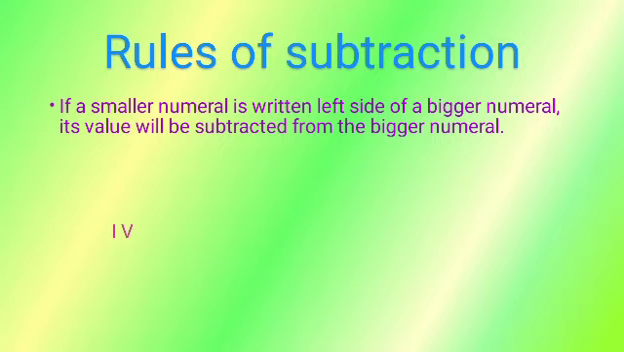So suppose IV. Here, as you can see, I is 1, V is 5. According to this rule, the smaller number is on the left-hand side, so we have to subtract. So 5 minus 1, answer is 4. Similarly XL. The value of X is 10, the value of L is 50. So X is on the left-hand side, that means 50 minus 10 is equal to 40.